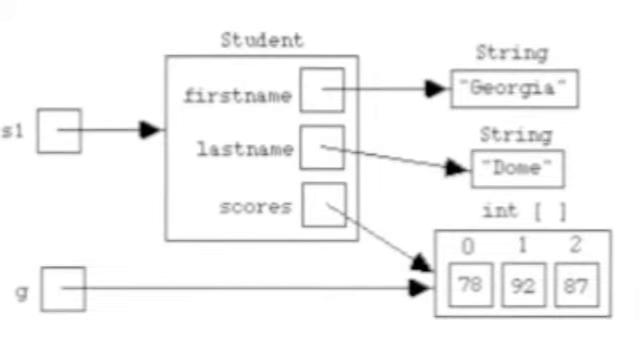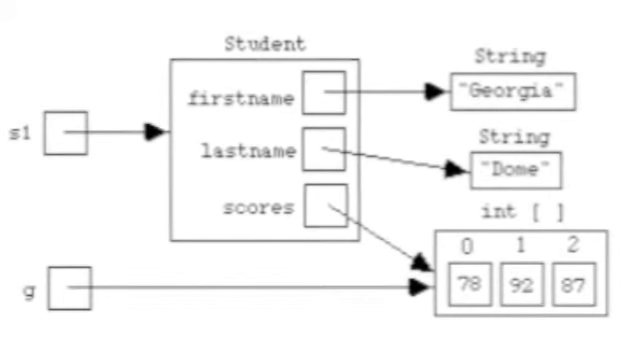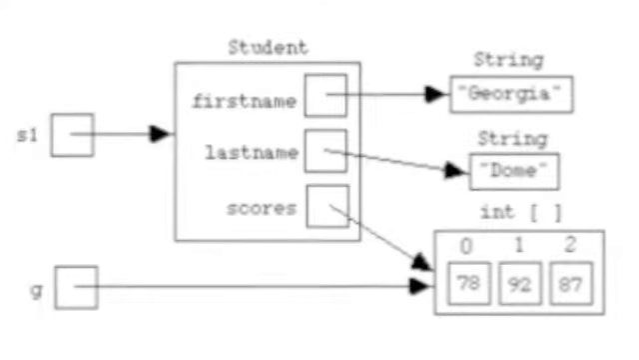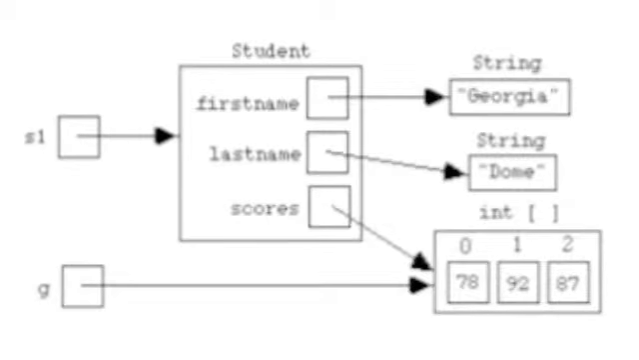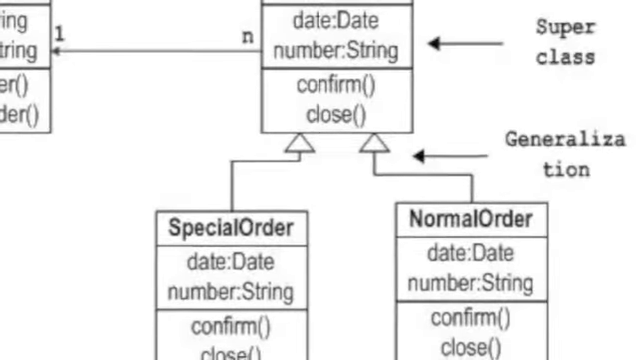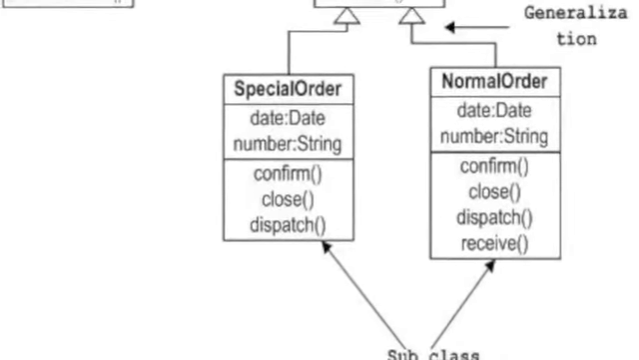This diagram shows object Student s1 initialized with 3 instance variables. First name has been initialized to a string, Georgia, last name to another string, Dome, and scores to an int array containing 3 int values. In cases of hierarchy, subclasses include a super call to their superclass in the first line of the constructor.